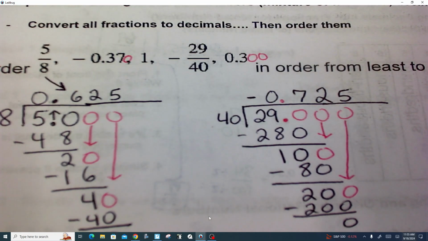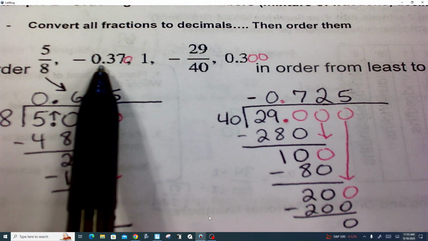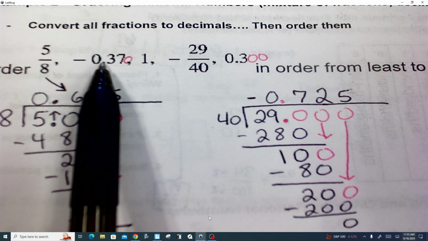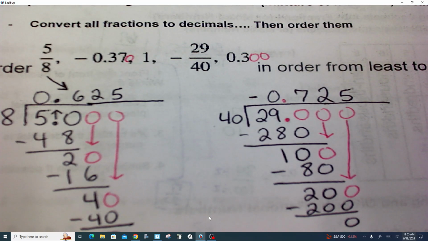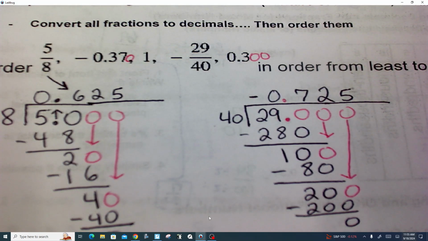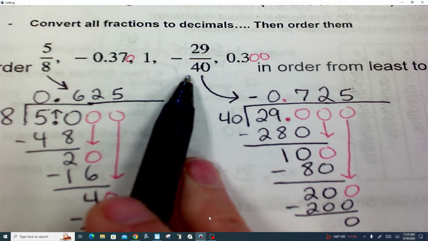So now let's go and look at this. We have 2 negative numbers. This one is negative 370, let's just call it. I know it's a decimal. And let's just call this one negative 725. Which one's smaller? The 725 or the 370? Which one's smaller? It's negatives. It's the negative 725. But this is supposed to represent negative 29 40ths.